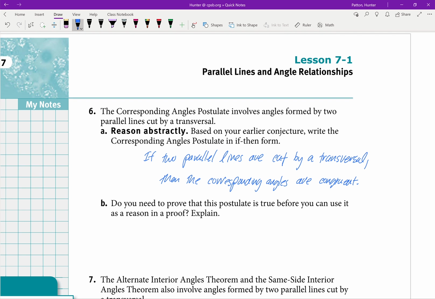So the big thing, or the given that we have to have, is that the two lines are parallel. So that's why it's in our hypothesis. If two parallel lines are cut by a transversal, then the corresponding angles are congruent. We don't know they're congruent if the lines aren't parallel. That's what we're trying to get across right here.